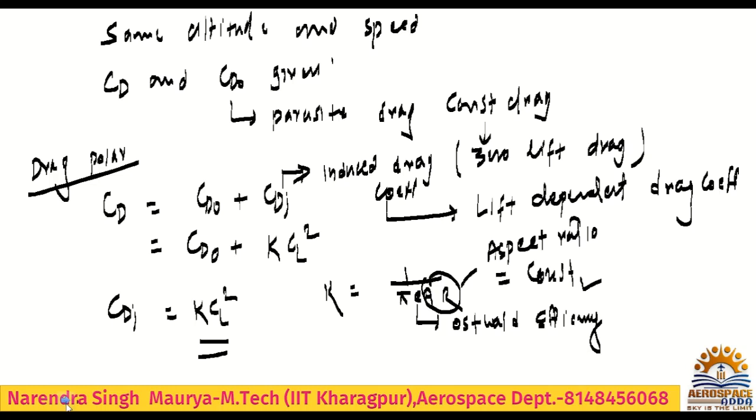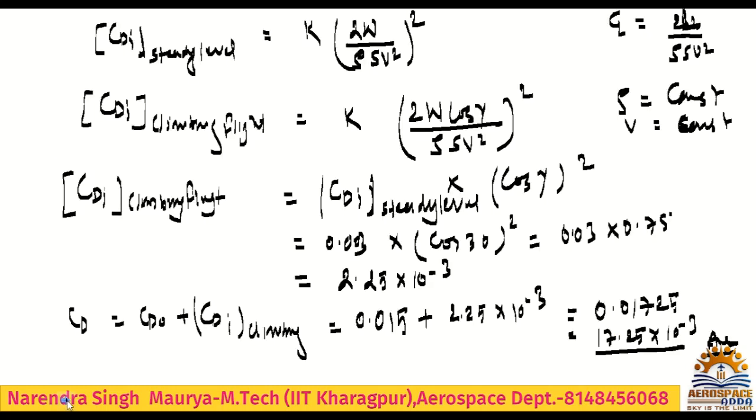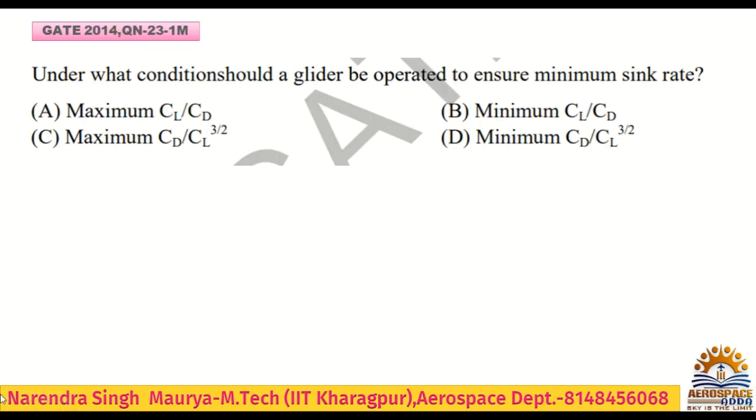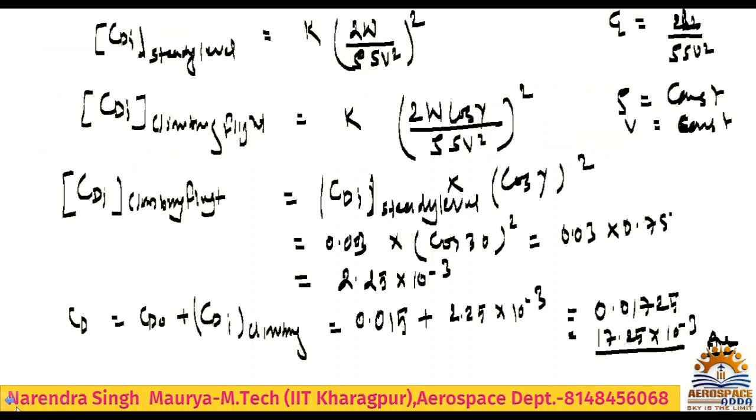I hope you all understand this. It was a very simple problem. The thing is it is a logical question. Okay, that logic you have to use. How does it cancel out? You have to take the ratio. So if you take the ratio, or directly I will write CDI for steady level this and CDI for climbing flight this. Instead of W, you need to write W cos gamma, because in the formula it is L. So for steady level L is equal to W, for climbing L is equal to W cos gamma.